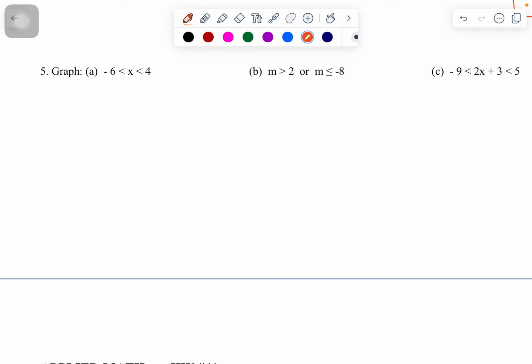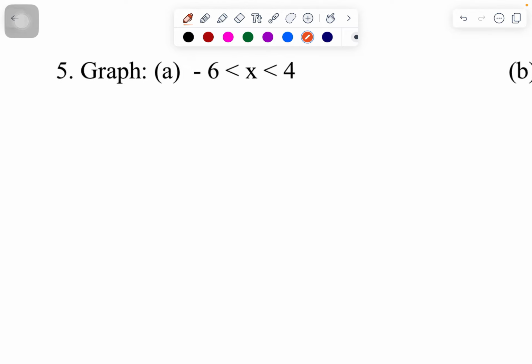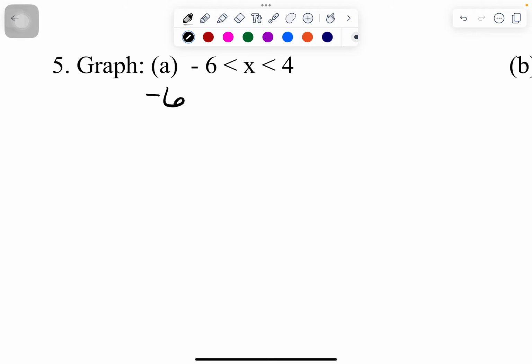All right, for the last part of Notes 41, I'm going to graph problem number 5 here. So we got an A, B, and C part. These are your conjunctions and disjunctions. So part A, we've got a conjunction. So -6 is less than x, and x is less than 4.